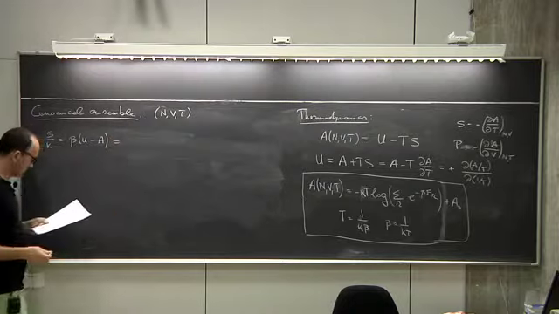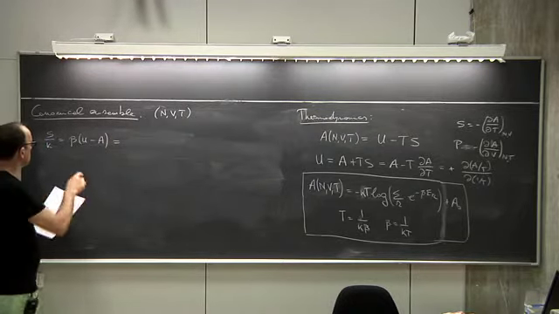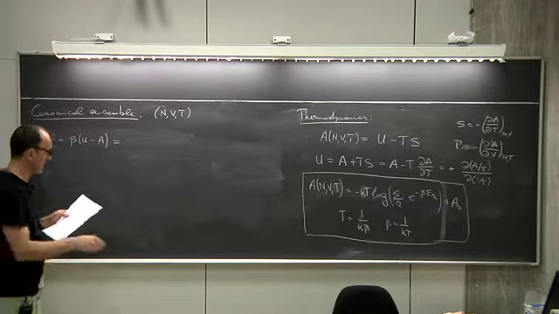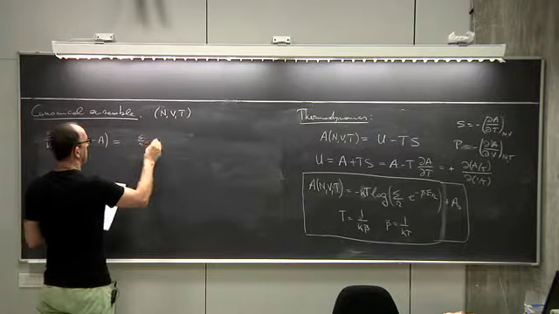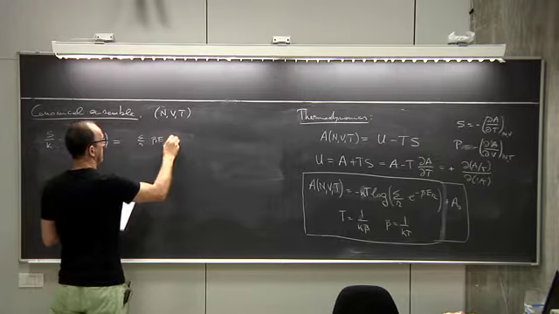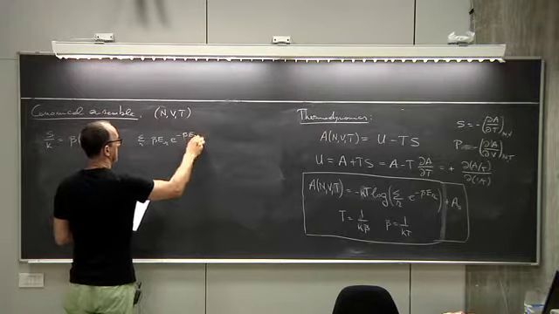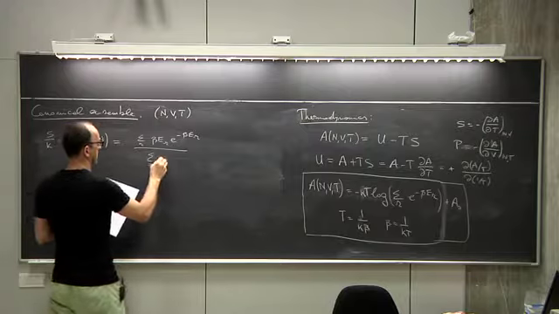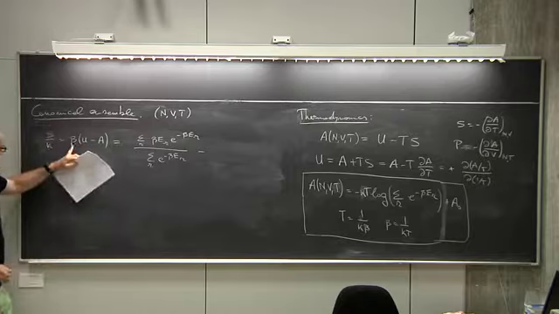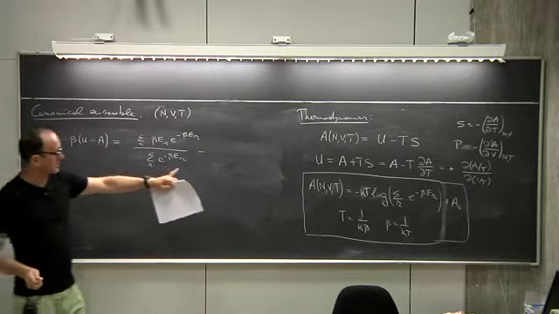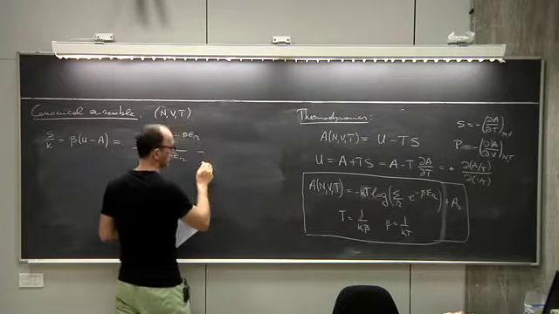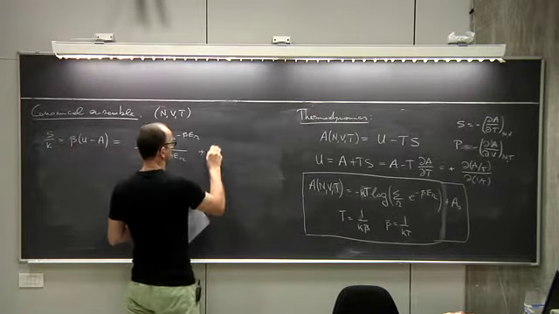Now beta times U is the sum over r of beta Er, e to the minus beta Er, divided by the sum over r of e to the minus beta Er. Whereas minus beta times A is just the log of this sum, with a plus.